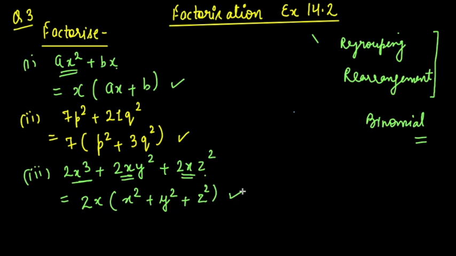So the first and second were binomial expressions, and we have taken the common terms out easily to write the factorizations. Then in the third part also, we are not able to solve it by any other approach. So we have taken the common factors and simply whatever is left we have mentioned in the bracket.